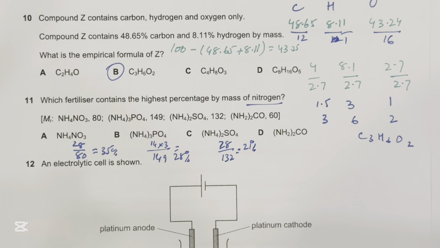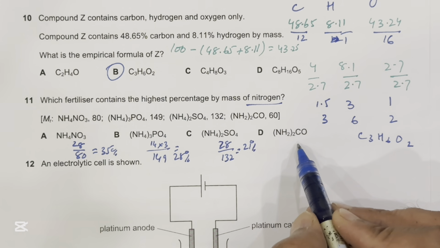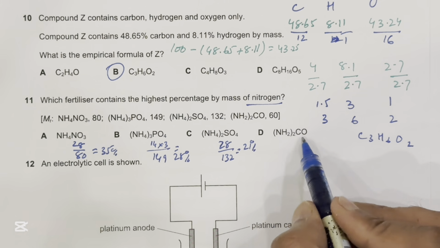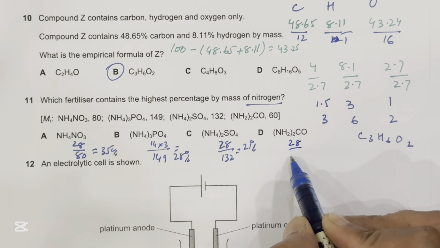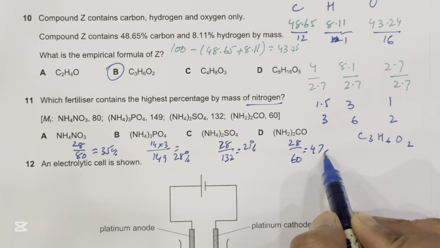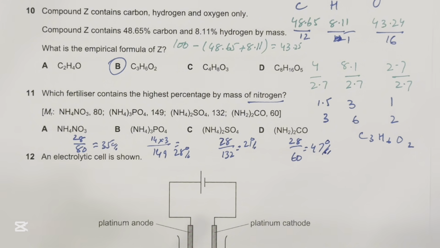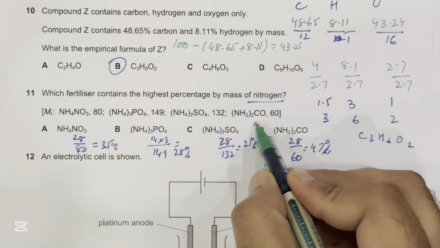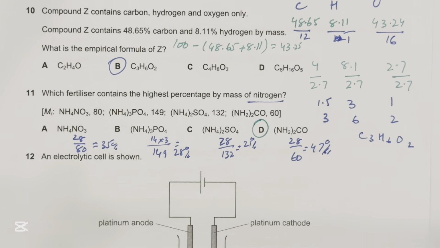Now moving to option number D, that would again be 2 nitrogen, then 28 divided by 60, you would get the answer, that is equal to 47%. So option number D is carrying the greatest percentage of nitrogen by mass. So we're going to select option number D as our final choice.